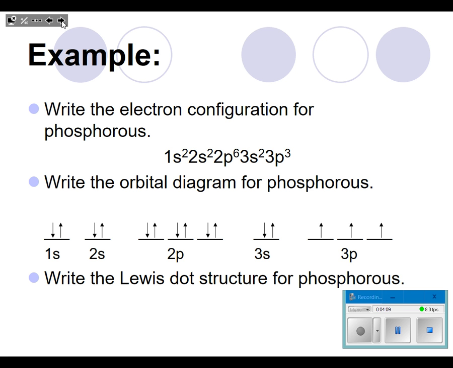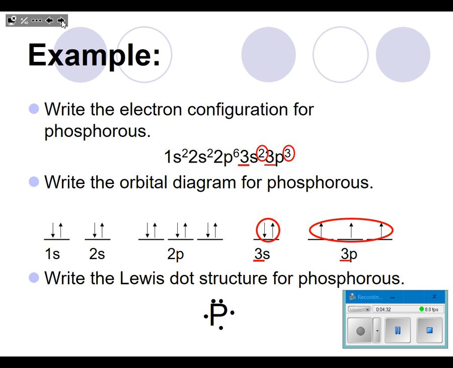Now let's write the Lewis dot structure. Well, the Lewis dot structure is, remember, just the valence electrons, so it's just the electrons in the highest energy level. Well, the highest energy level is the 3rd energy level. So we would just be doing the 5 electrons that are in the 3rd energy level. So we would do dot 1, dot 2, dot 3, dot 4, and then dot 5.